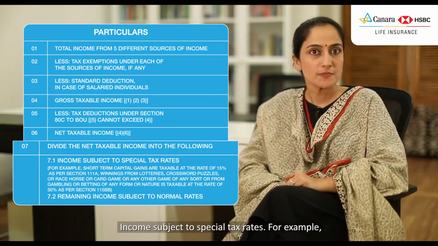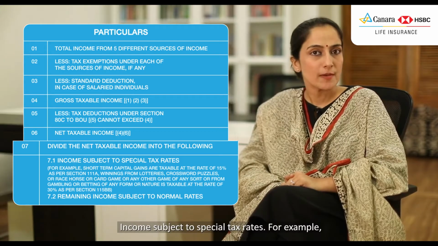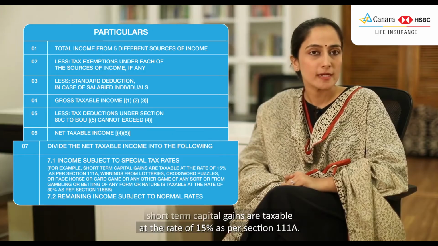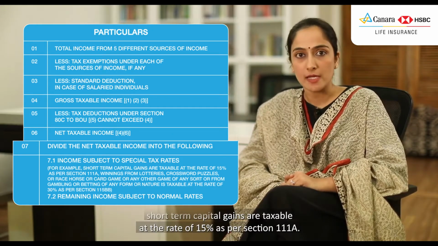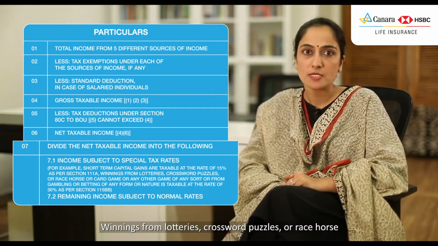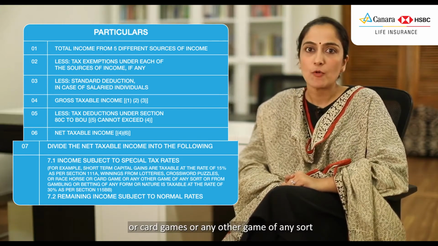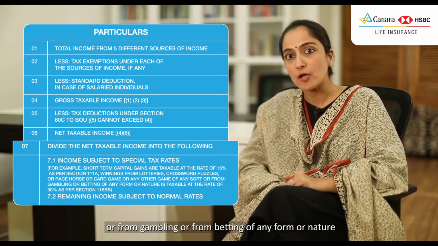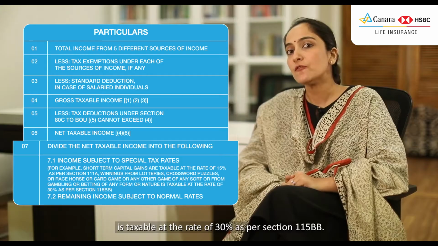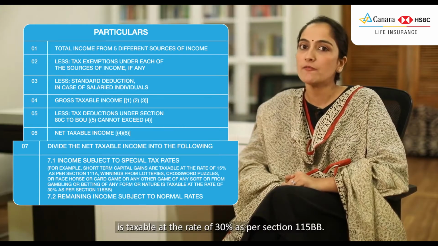Income subject to special tax rates. For example, short-term capital gains are taxable at the rate of 15% as per section 111A. Winnings from lotteries, crossword puzzles or racehorse or card games or any other game of any sort or from gambling or betting of any form or nature is taxable at the rate of 30% as per section 115BB. Now, the remaining income is subject to normal tax rates.